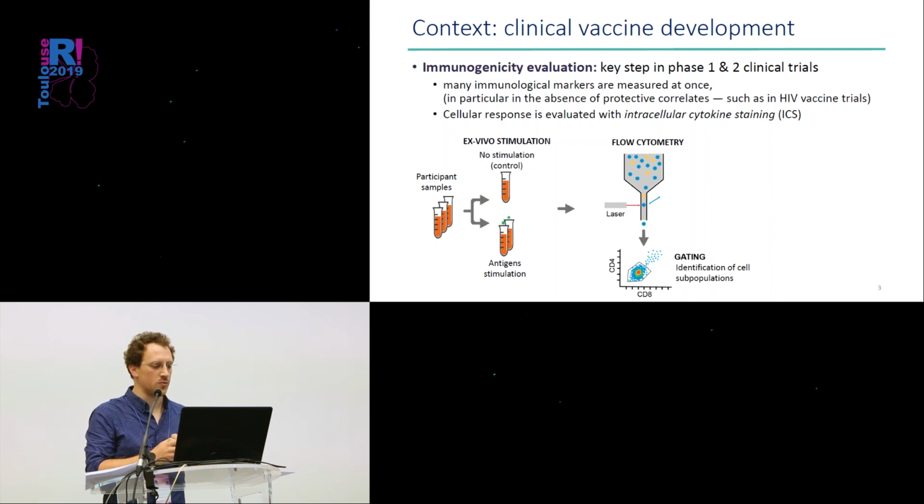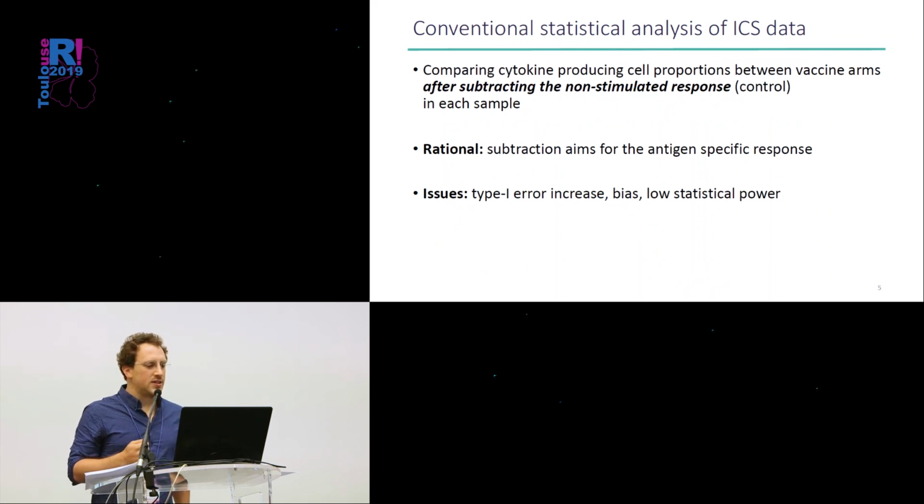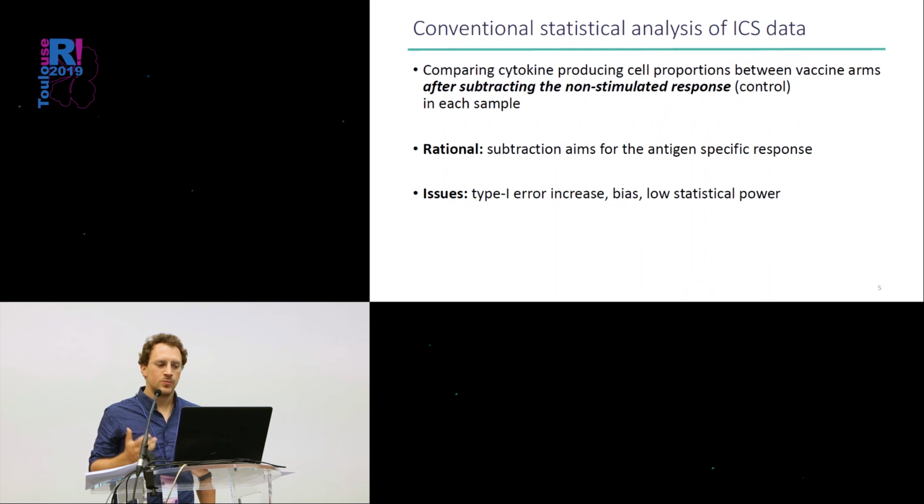We get samples from the participants, and for each participant, we're going to do ex vivo stimulation of the cells. So you have one sample that undergoes no stimulation, and other samples from the same patient that are stimulated with different antigens. And once this is done in the laboratory, the samples are sent to a flow cytometer, and you get ICS data. The way those ICS data are currently analyzed is quite simple.